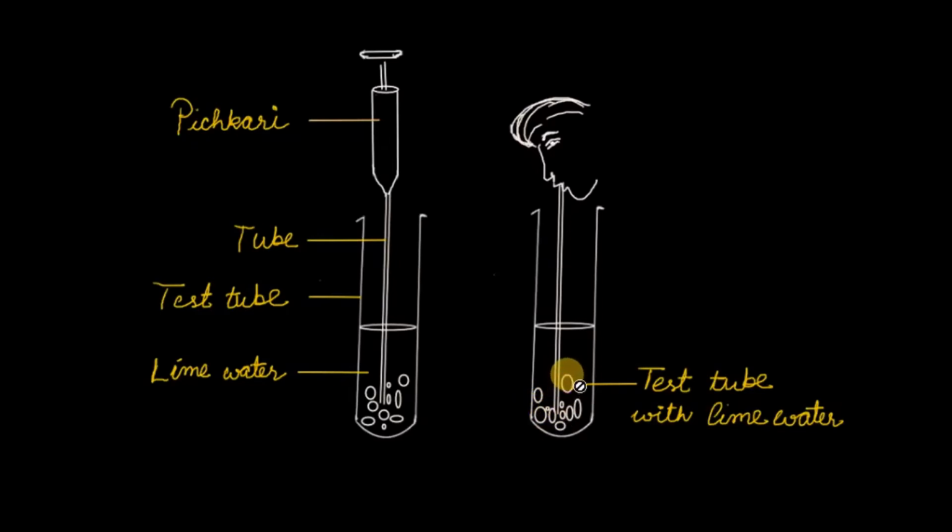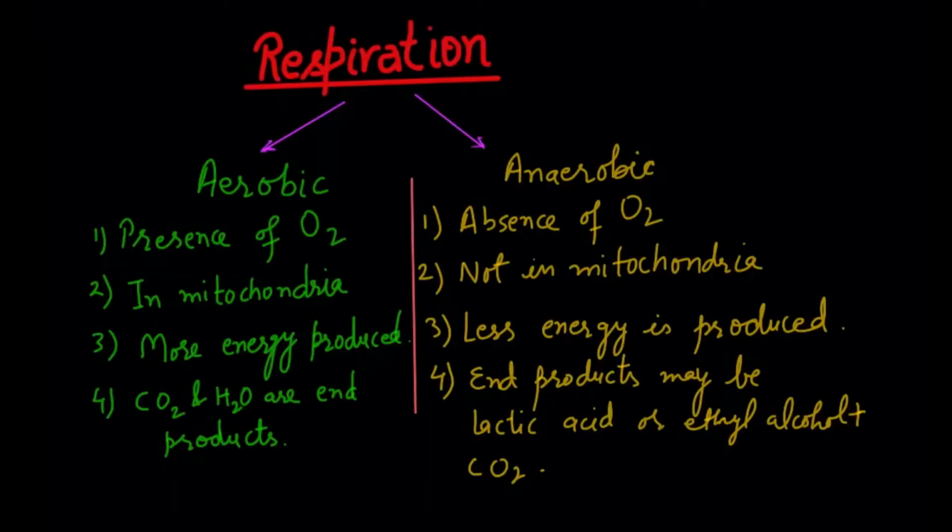So, this shows that the concentration of carbon dioxide is more in the exhaled air as compared to the air outside. So that's why this lime water turns milky faster as compared to the other test tube. So it means carbon dioxide is released during our exhalation.